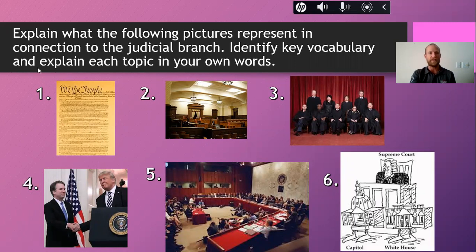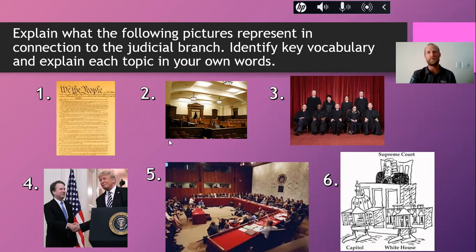So number one, we see the Constitution. We know it's the Constitution because it starts with those very famous first 3 words of the preamble, "We the people." But it's not enough just to say that this is the Constitution. Again, I want you to explain the connection to the judicial branch. So you should have been able to explain that in Article 3 of the Constitution, the judicial branch is outlined. So you should have mentioned something about Article 3 for number 1.